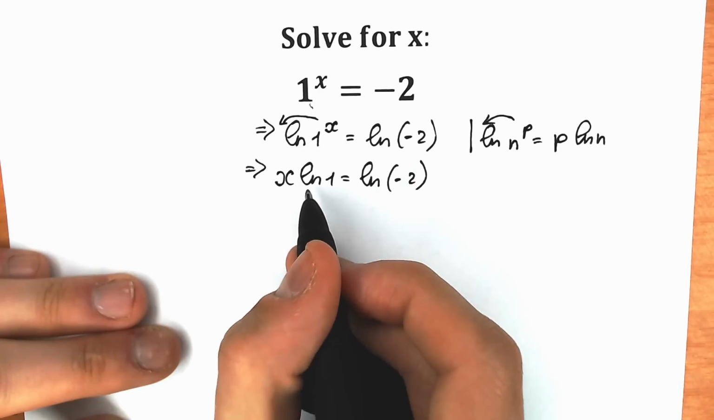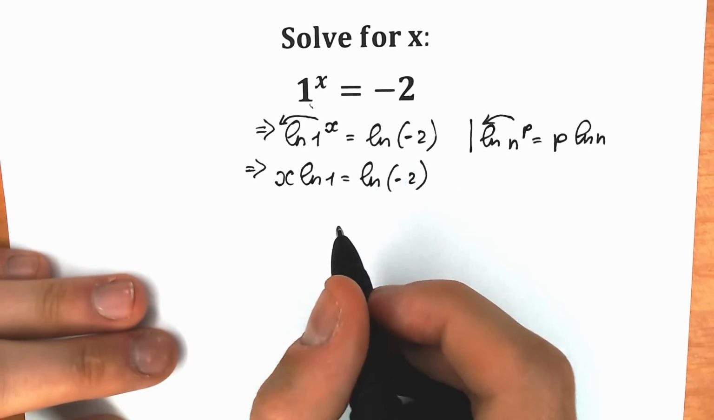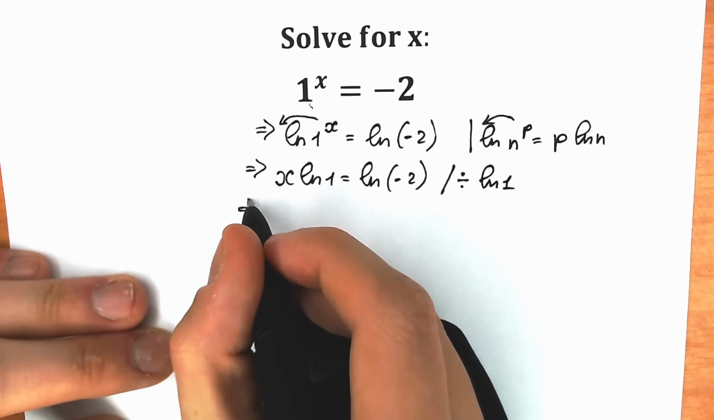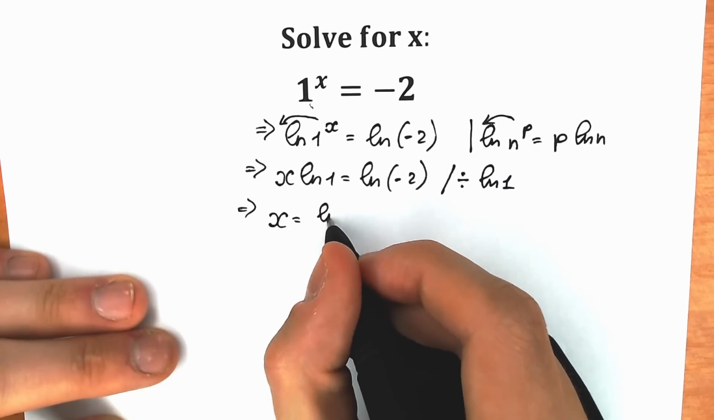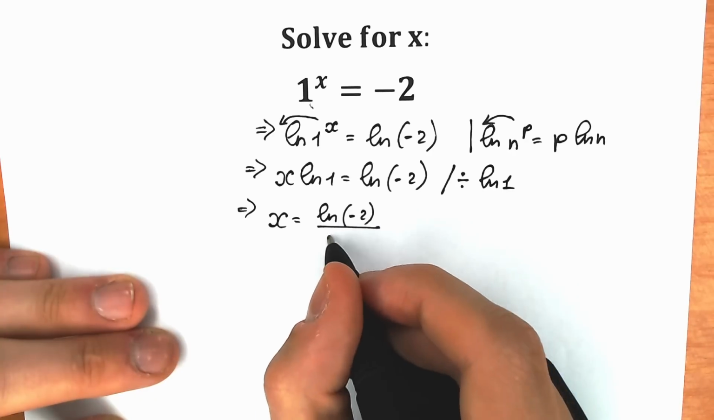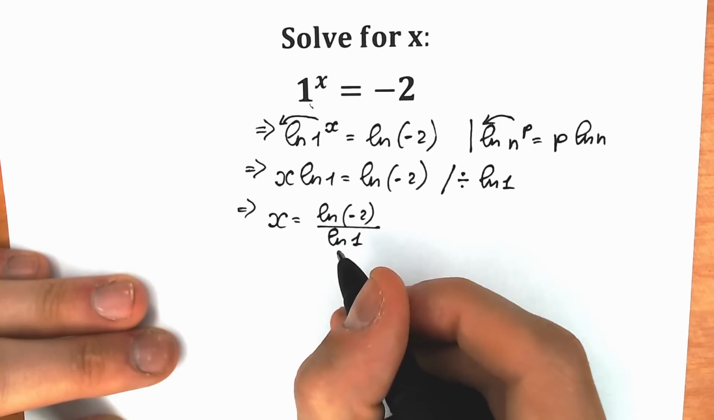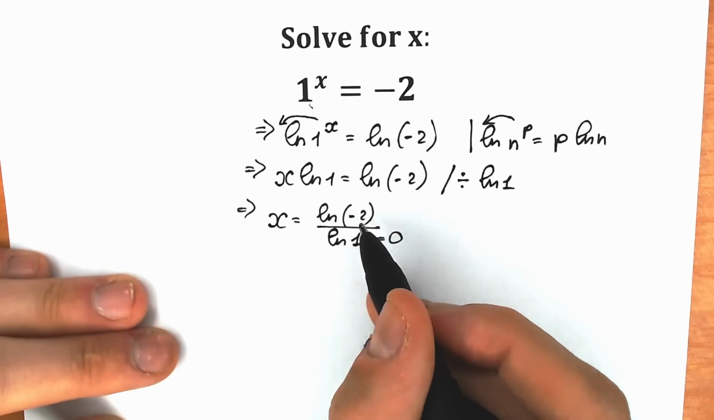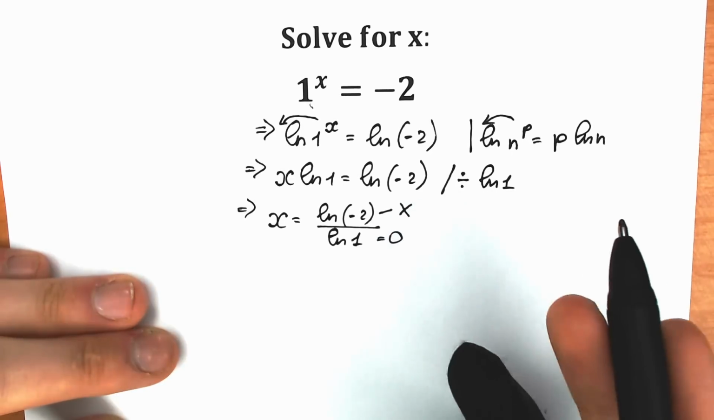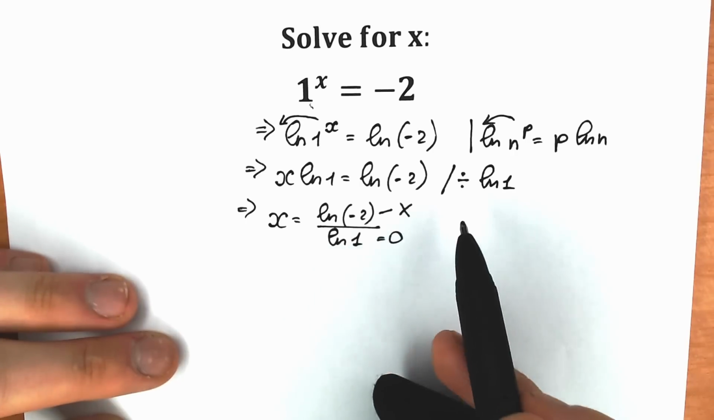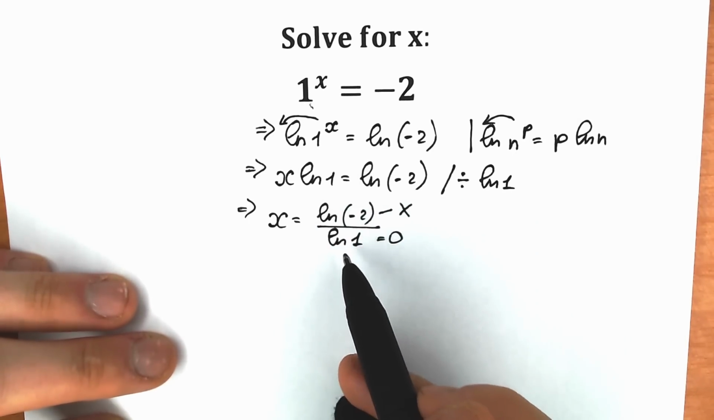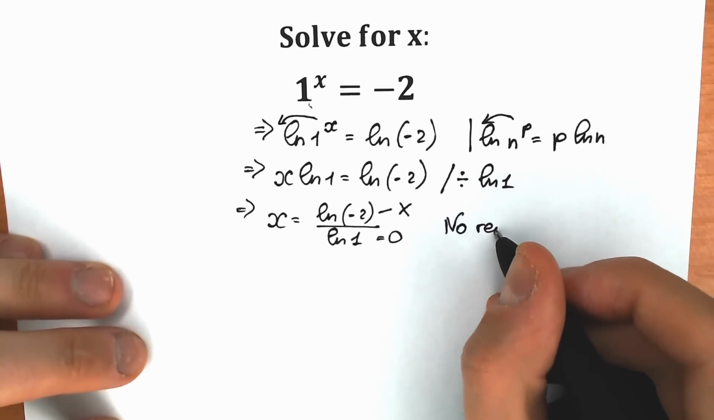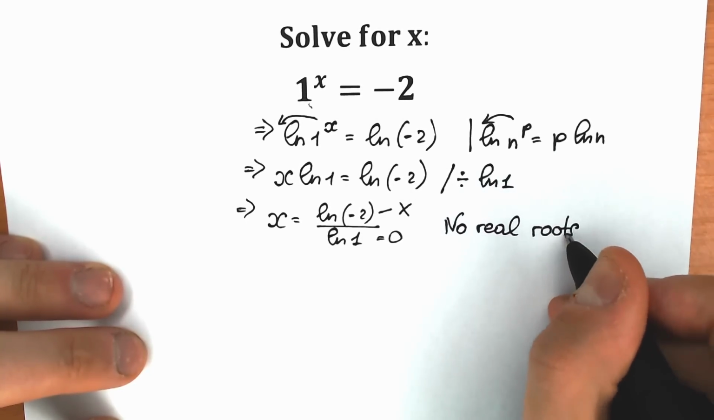Now let's divide both sides by natural log 1, because we need to find our x. When we divide by natural log 1, as a result, what do we have? x equal to natural log minus 2 over natural log 1. First of all, natural log of 1 equal to 0, so we can't divide by 0. And secondly, natural log of a negative value does not exist. So the numerator does not exist and the denominator natural log 1 equal to 0, so of course no real roots. But as I told before, everything is possible in math. So now let's try to find other roots.